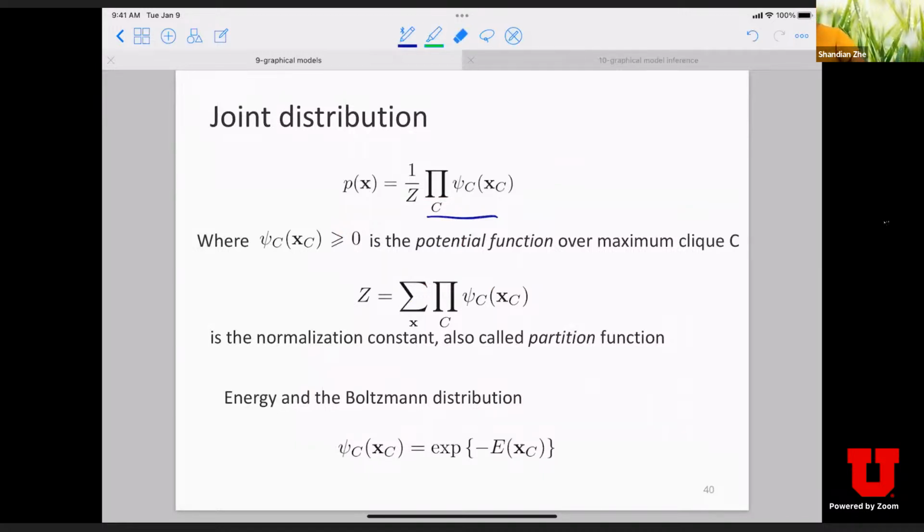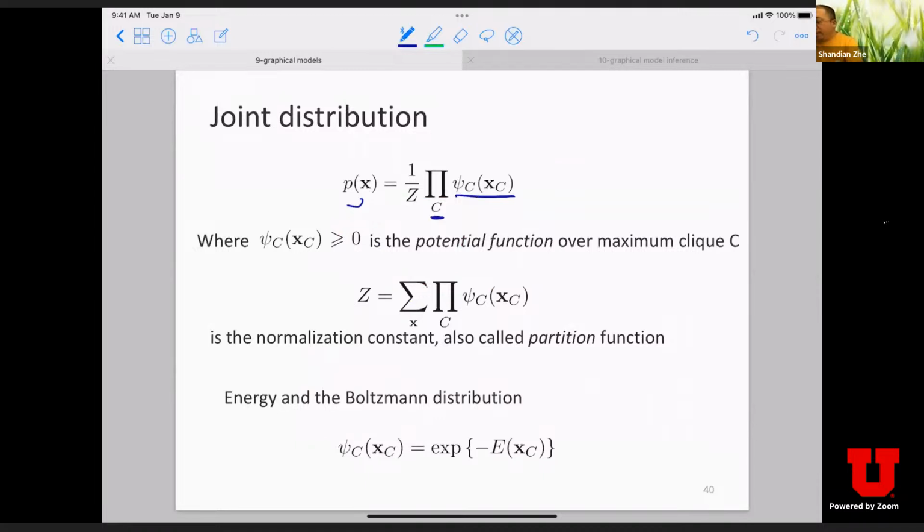So here we can see this is a product, where C is a maximum clique. We enumerate every maximum clique in this graph, and for each clique you define a function, a non-negative function of course. We call this function a potential function. We multiply all the potential functions and then do the normalization to make it a valid probability distribution. So this is how we define an undirected graphical model. Any questions so far?